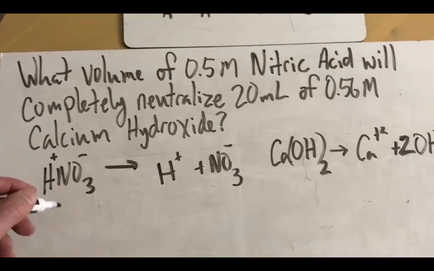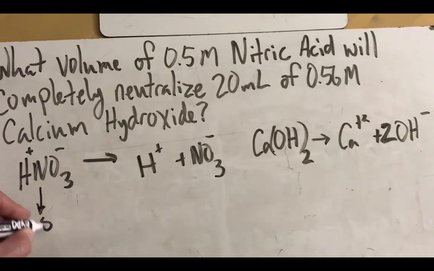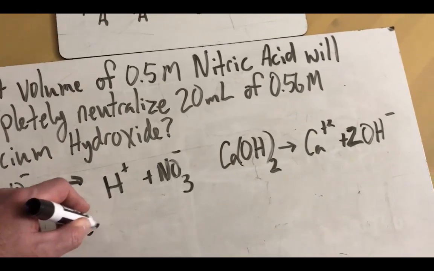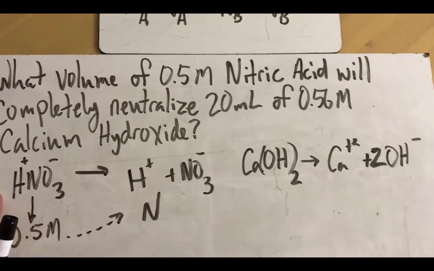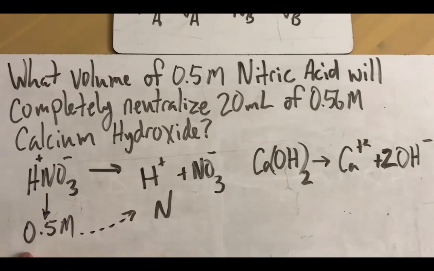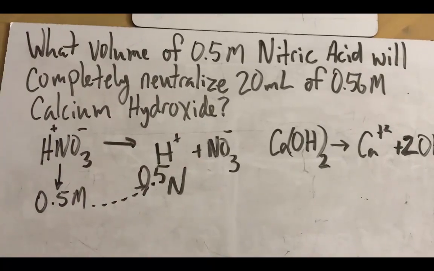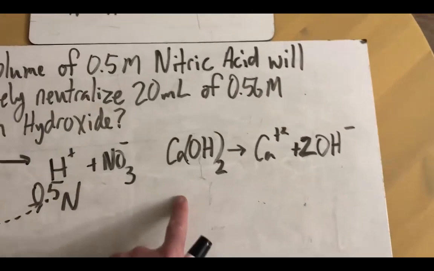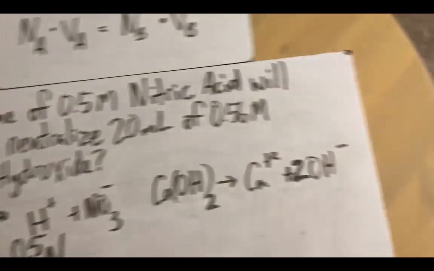0.5 molar, so we're going to write molarity, 0.5 molars for this whole thing, but I need to convert this to normality. And so since this is 1 and this is 1, I don't do anything with this number, so it's going to be 0.5 normal. Okay.